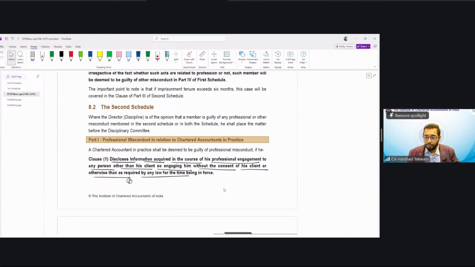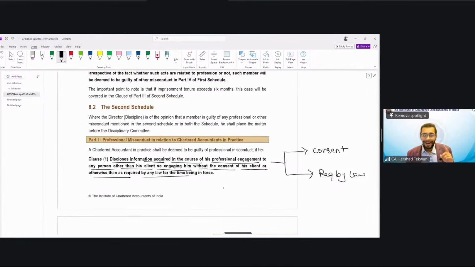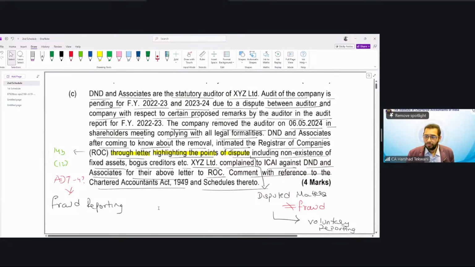Now, the two parts we need to discuss: number one, consent. Either you can disclose with consent, or you can disclose when required by law. Required by law means when it is asked for. If it is asked for and you provide that information, perfectly fine. That is required by law. In the given scenario that we were discussing, is it something required by law? Anyone? Do you think it is required by law in the given scenario? Yes, no?